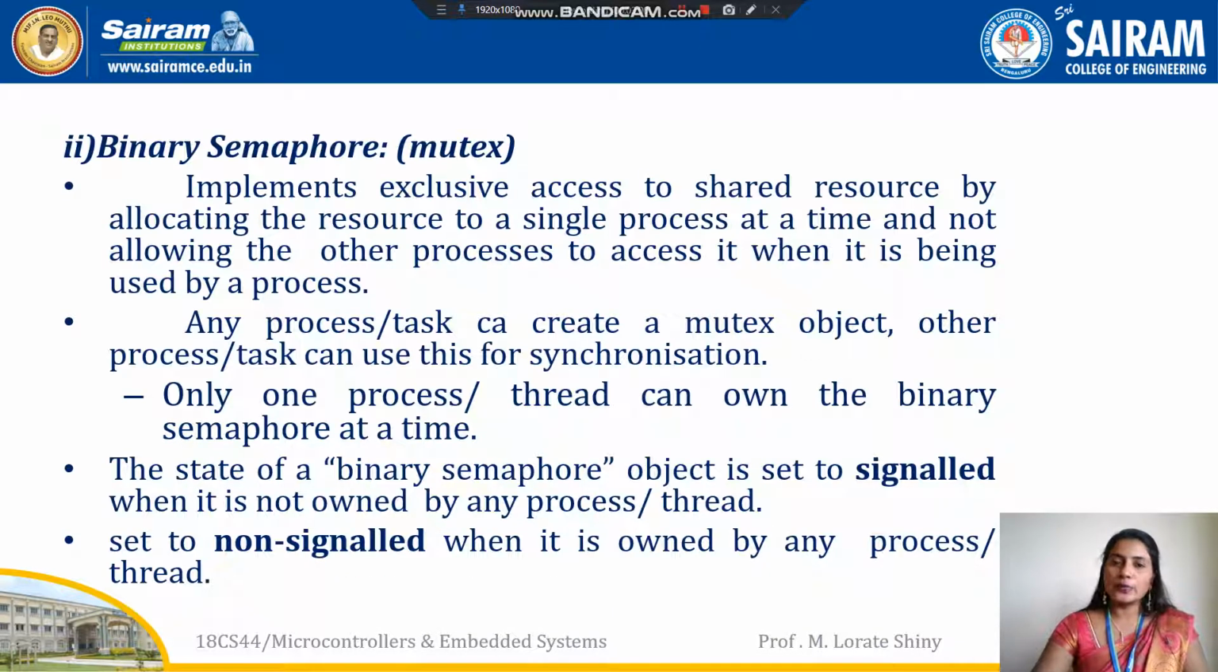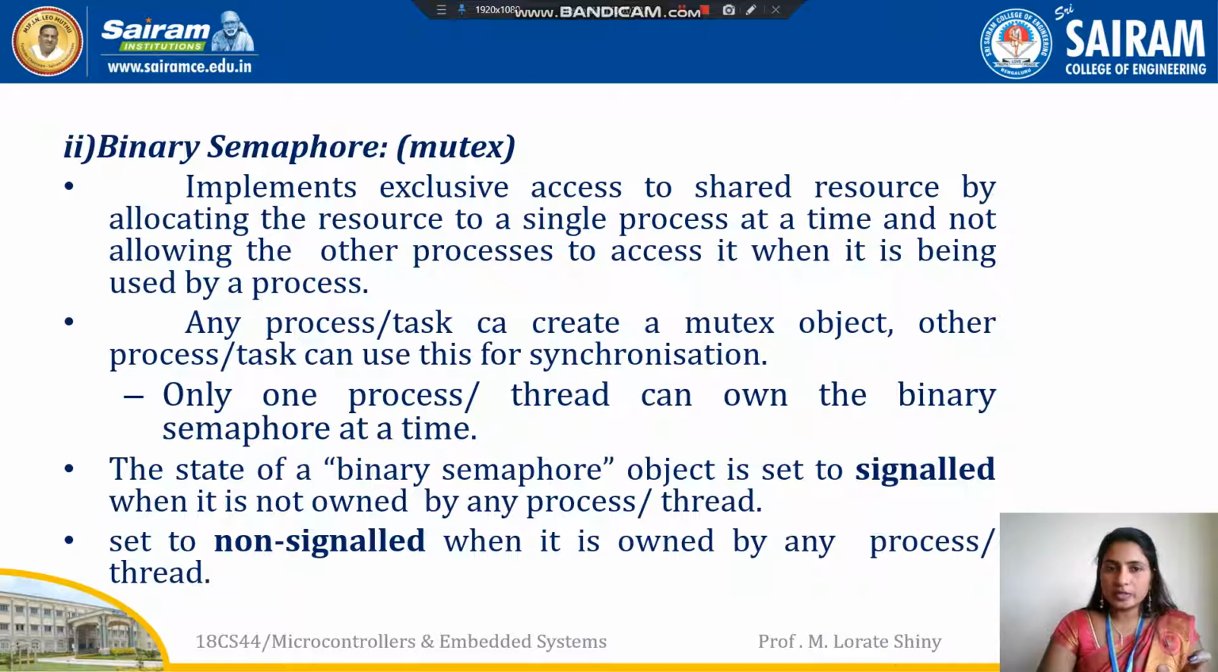Next is binary semaphore. Binary semaphore is also called mutex. It is the synchronization object which is provided by the operating system for task process synchronization. It implements exclusive access to a shared resource by allocating the resource to only one process at a time, and it stops other processes from accessing when the resource is being used by one process.